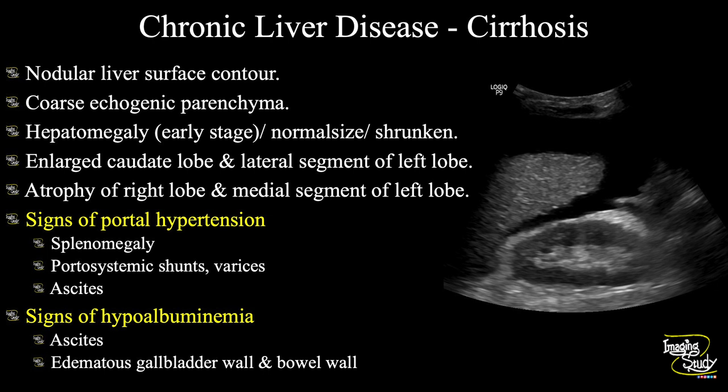Now summarize these points. There will be nodular liver surface. In early age, there might be hepatomegaly, but it will normalize and eventually shrink in size. There might be enlargement of the caudate lobe or the lateral segment of the left lobe, and atrophy is commonly seen in the right lobe and middle segment of the left lobe. Parenchymal echotexture will be coarse. You may get signs of portal hypertension as splenomegaly, portosystemic shunts or varices, and ascites. Signs of hypoalbuminemia will be the ascites and edematous gallbladder and bowel wall.